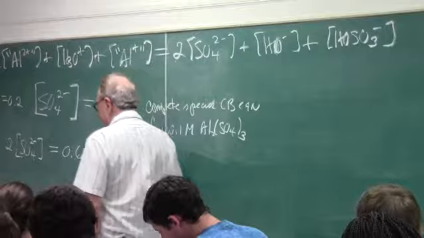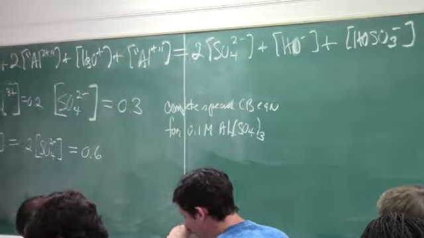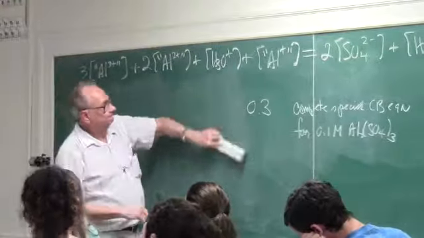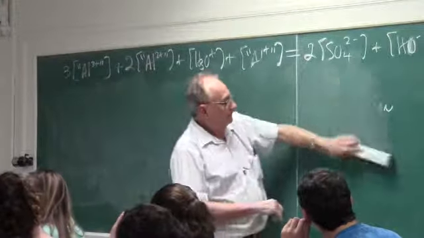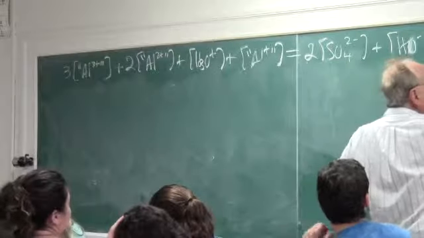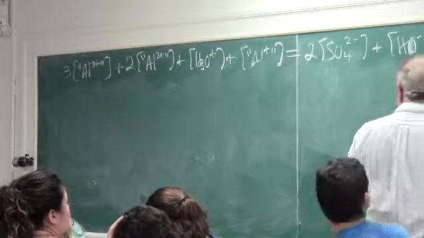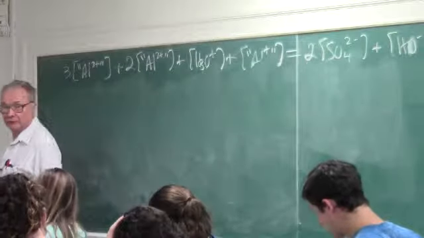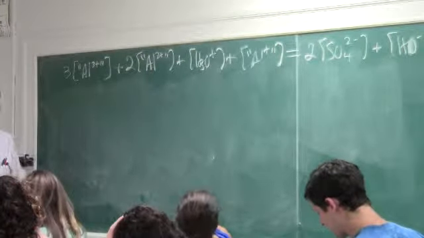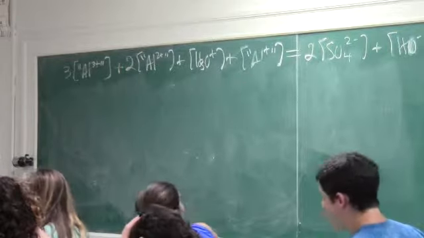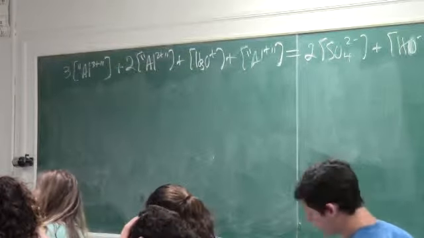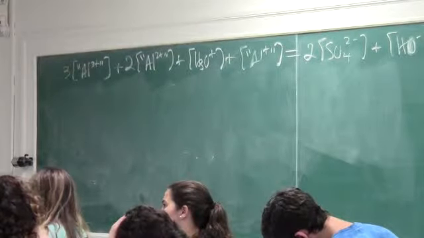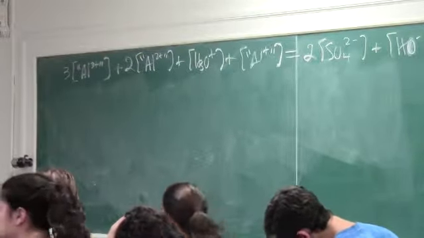Okay? Now then, charge sum we've recognized to be 0.6 for this solution, since it's 10th molar aluminum sulfate solution. Okay? Write on your paper now for this aluminum sulfate solution the equation for the principal Bronsted-Lowry acid-base equilibrium reaction in this solution.